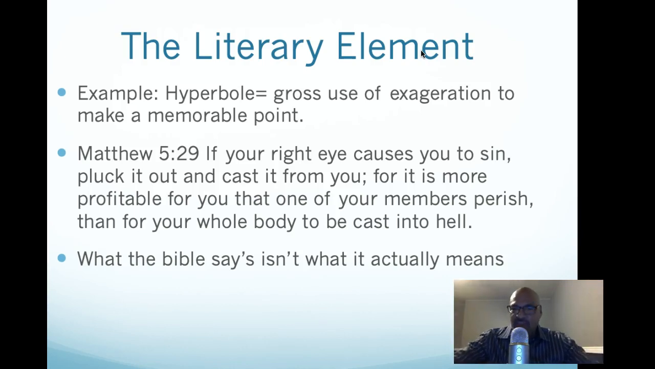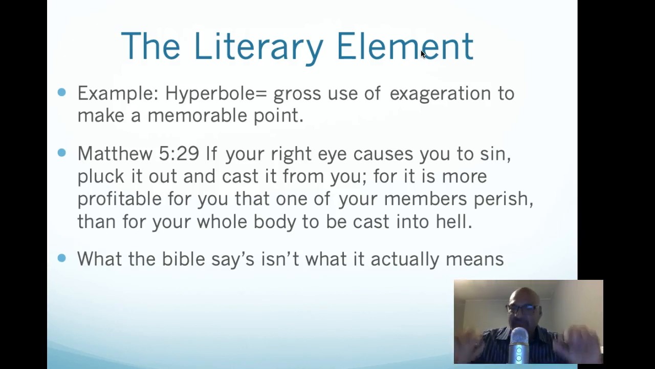Watch the hyperbole that Christ used. It says this, Matthew 5:29. If your eye causes you to sin, pluck it out and cast it from you. For it is more profitable for you that one of your members perish than your whole body to be cast into hell. Now watch this. This is a key element.